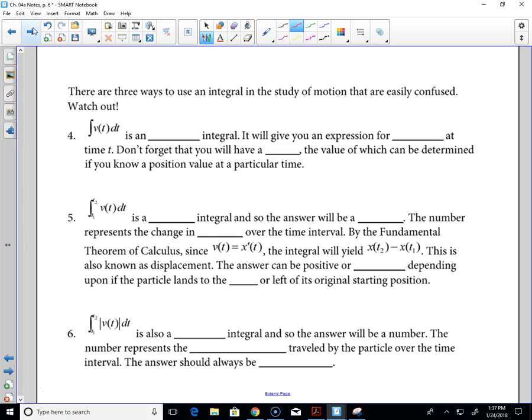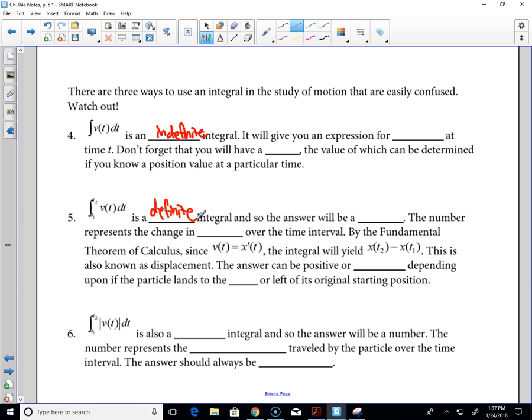4 is indefinite. And number 5 is definite. So let's look at the differences between these two.